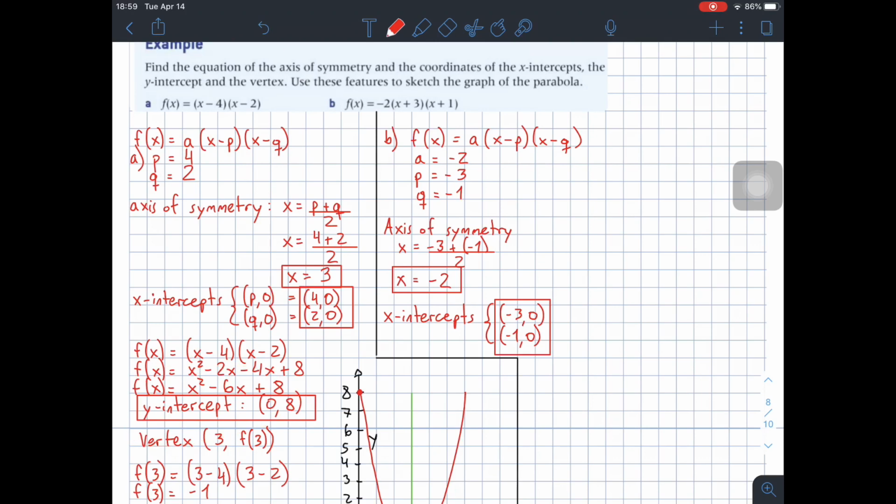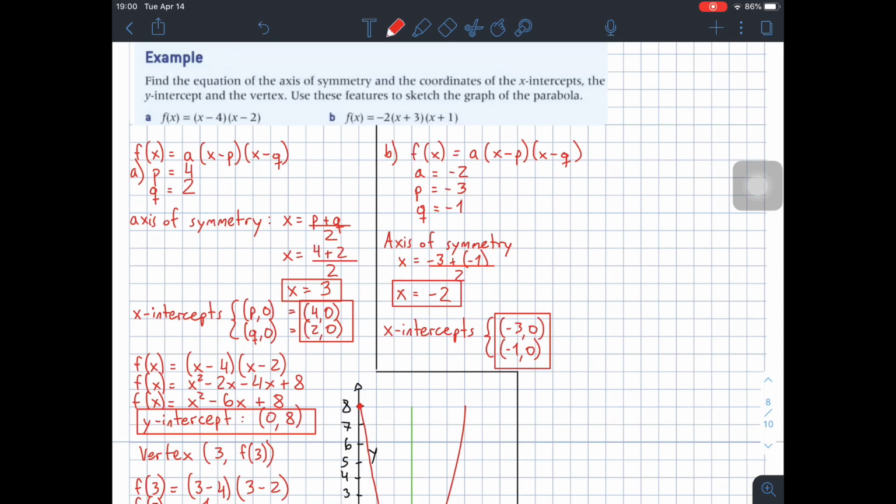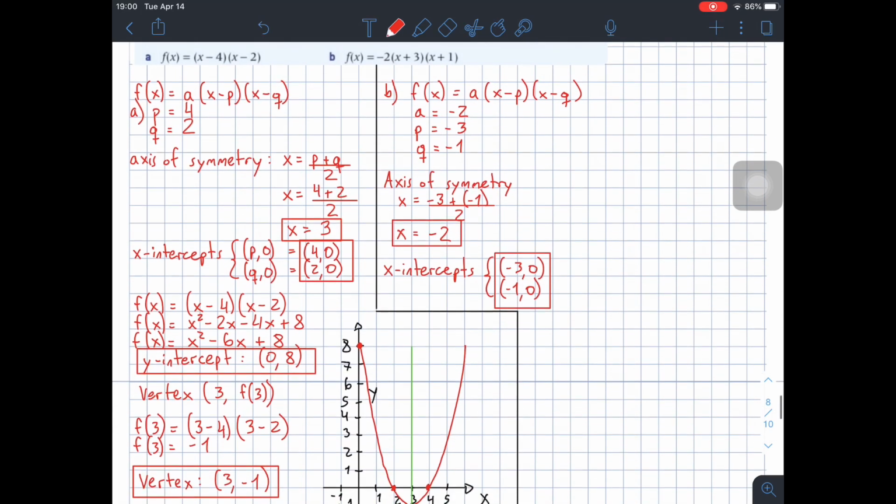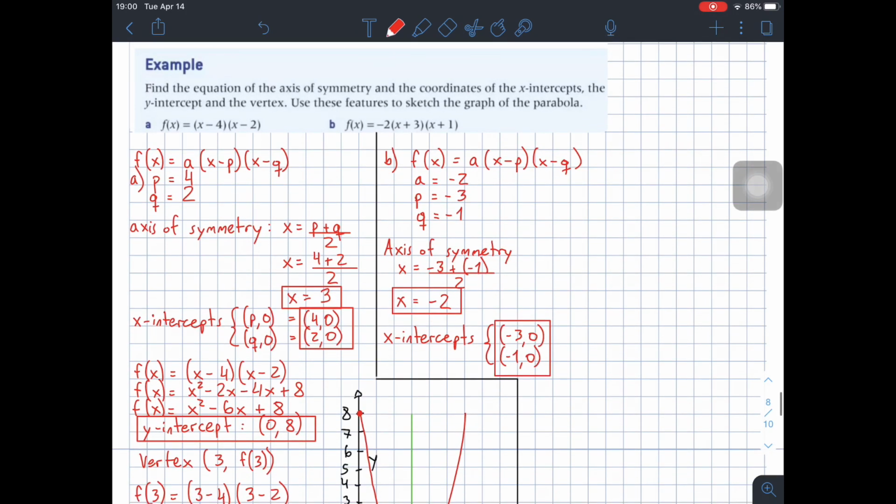Then we need to find the y-intercept. To find the y-intercept, once again, I need to expand this product. f(x) equals -2 times (x + 3) times (x + 1). If we expand this using the FOIL method, we would get -2 times (x squared + x + 3x + 3). And then if we distribute the -2, we would get -2x squared minus 2x. Sorry, we can add these two terms here, so this would be positive 4x. Positive 4 times -2 is -8x minus 6.